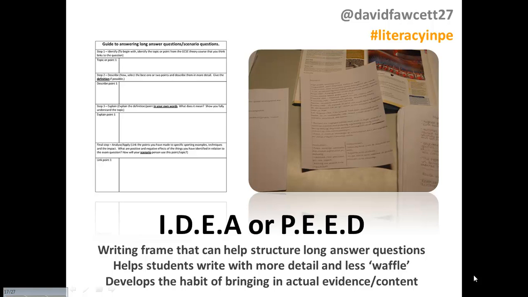The last idea I'm going to talk to you about is actually called IDEA. It's very similar to what some people are using, which is PEED: point, evidence, explain, describe, develop, and so on. Now, it's a writing frame. It's a way of answering long answer questions, and we use it for our students at Brookfield, especially with the AQA paper we do. They've got two 8-mark questions in there, which really need students to be very focused with their answers and to not waffle, but pull out key points, key terminology, key content using sporting examples and so on. So we use the IDEA framework.